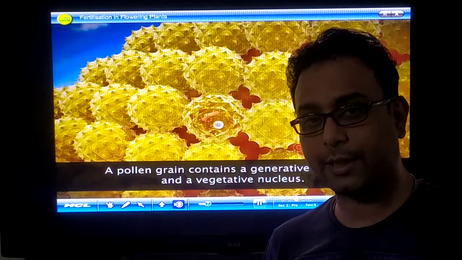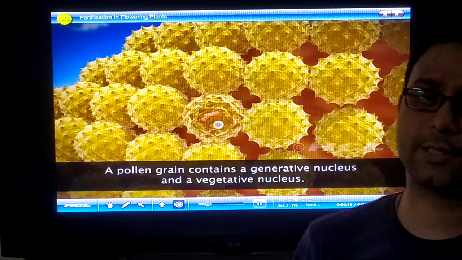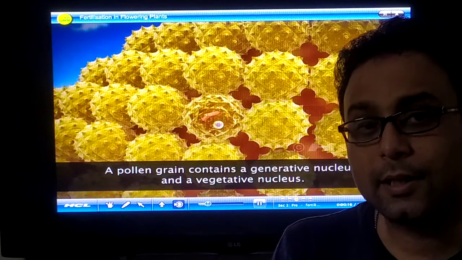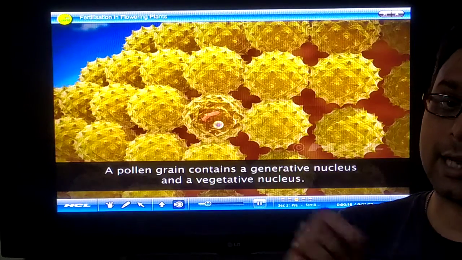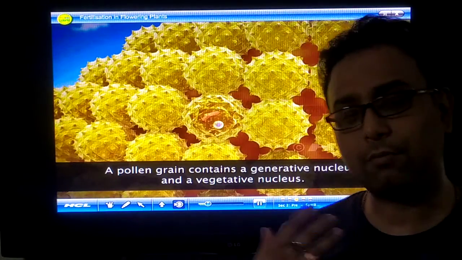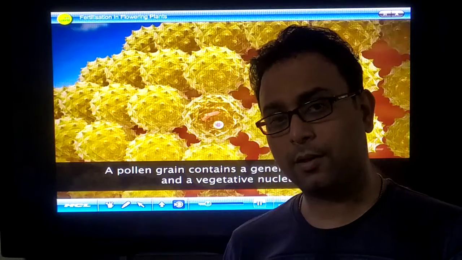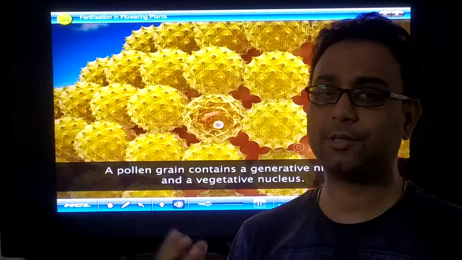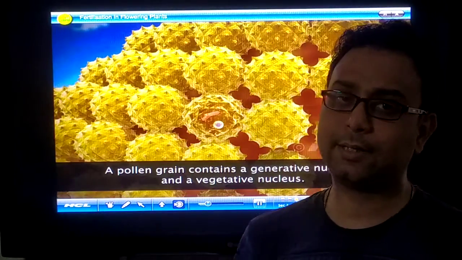The exine contains a special chemical, that is sporopollenin. On the other hand, the intine, the innermost layer, contains cellulose, hemicellulose, this type of chemical substance.